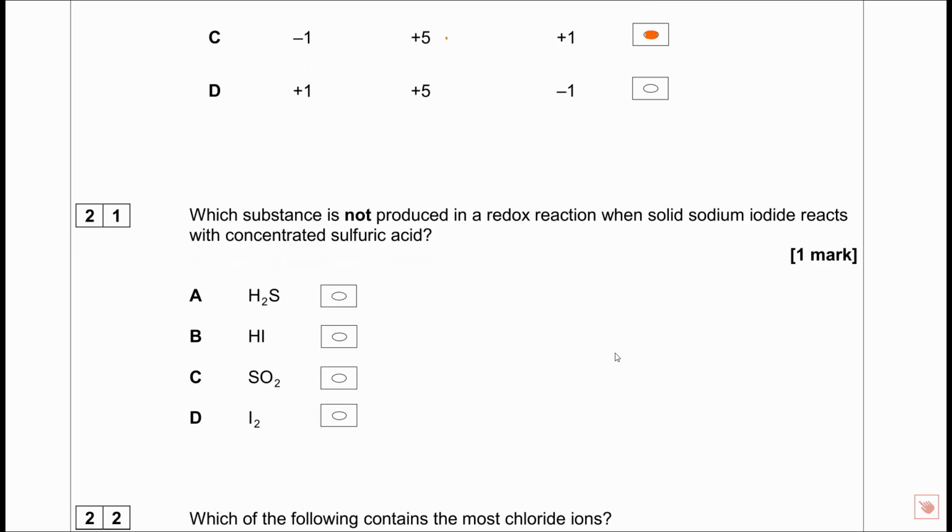Which substance is not produced in a redox reaction when solid sodium iodide reacts with concentrated sulfuric acid? So question 21. It's this one here. And again, it's just an understanding of the halogens really to go through and make sure you know that.